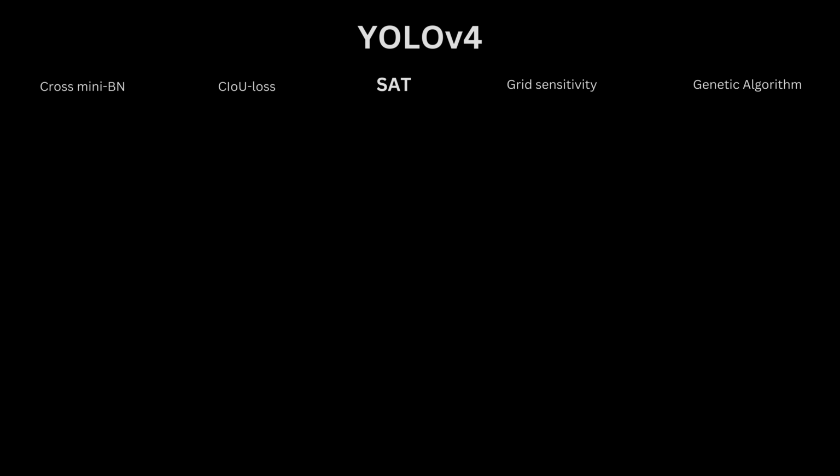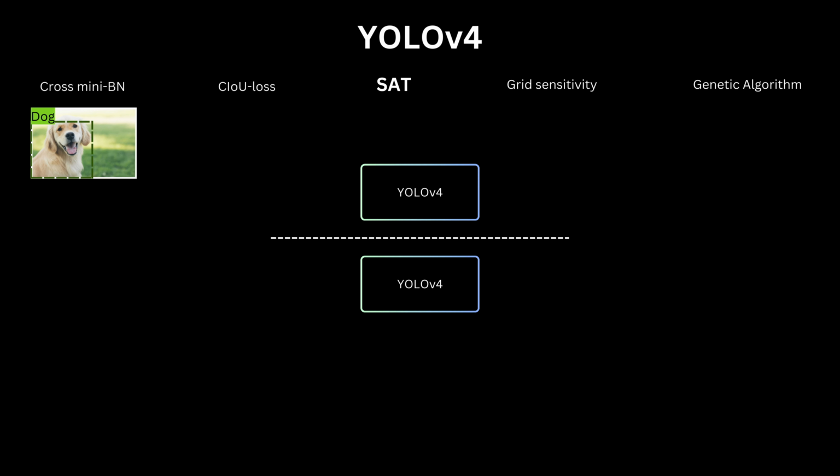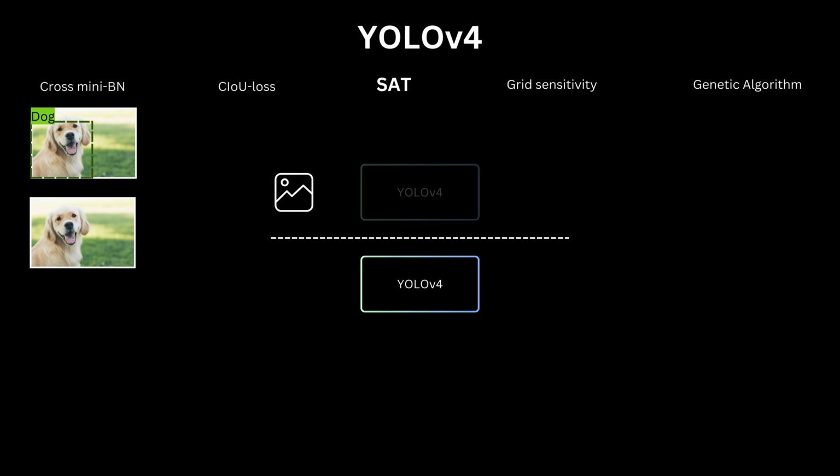So with complete IOU loss done, now we'll be moving to the next bag of freebie for detector, which is self-adversarial training. Adversarial training is to make the model more robust, and here is what we do in it. Assume this is an image from your detection dataset with this ground truth box and label. During adversarial training, the network goes through two forward-backward stages. In the first stage, we don't change the weights of the network and compute the loss according to the label that there are no objects in the image. So you're computing the loss based on the label that this image has no dog.